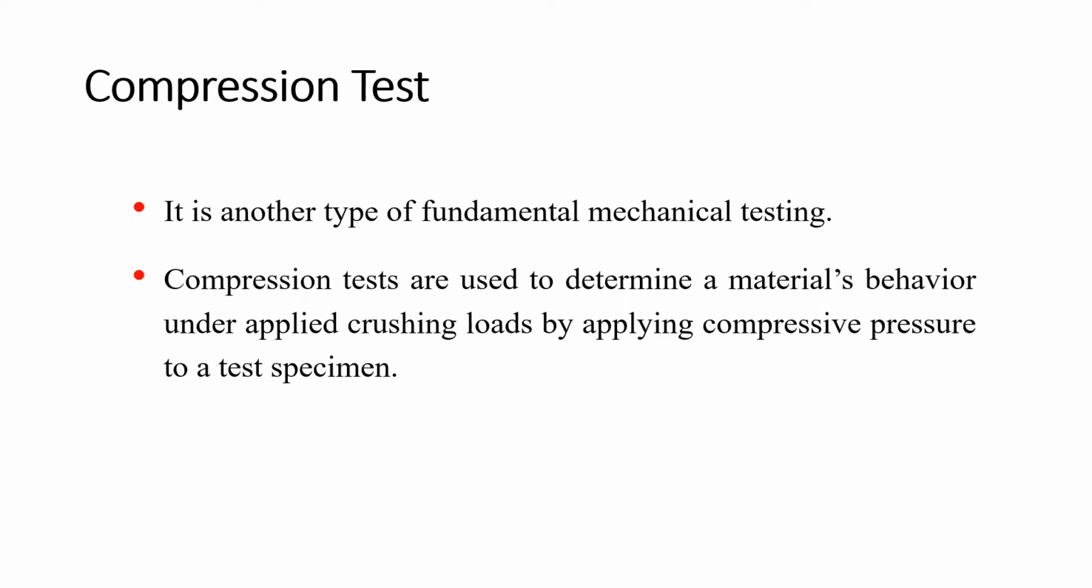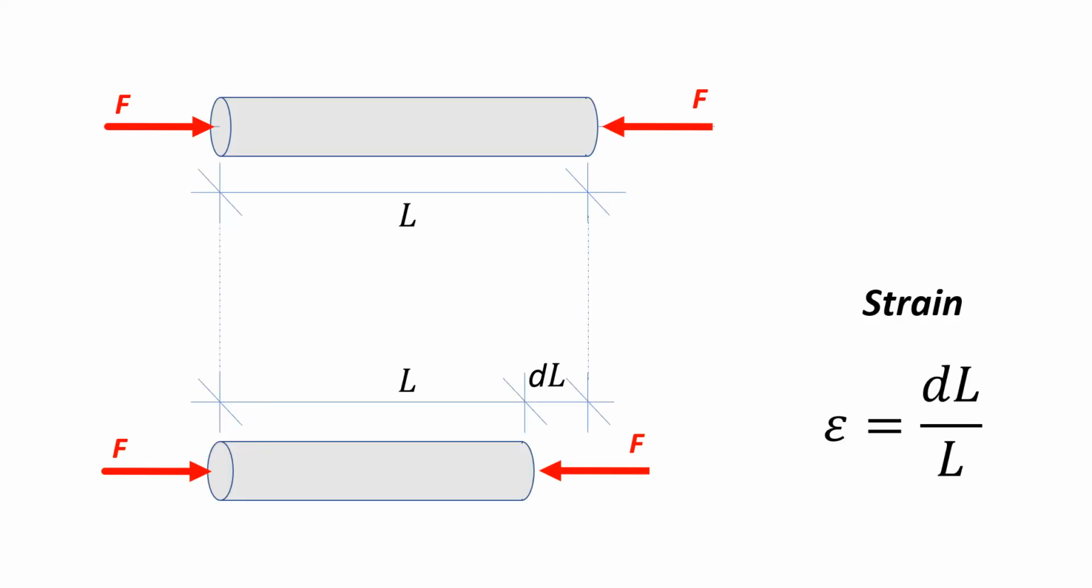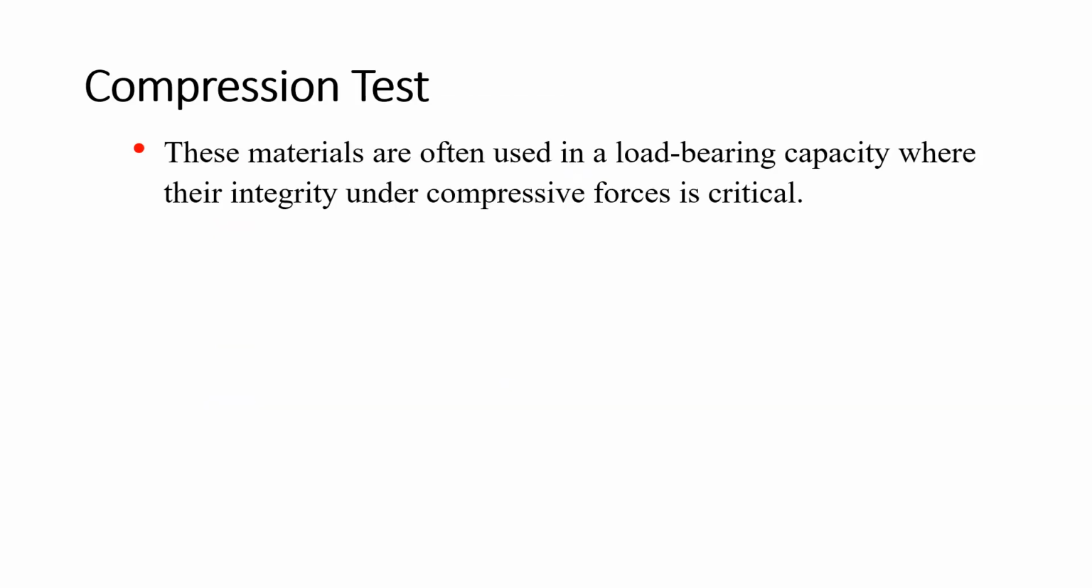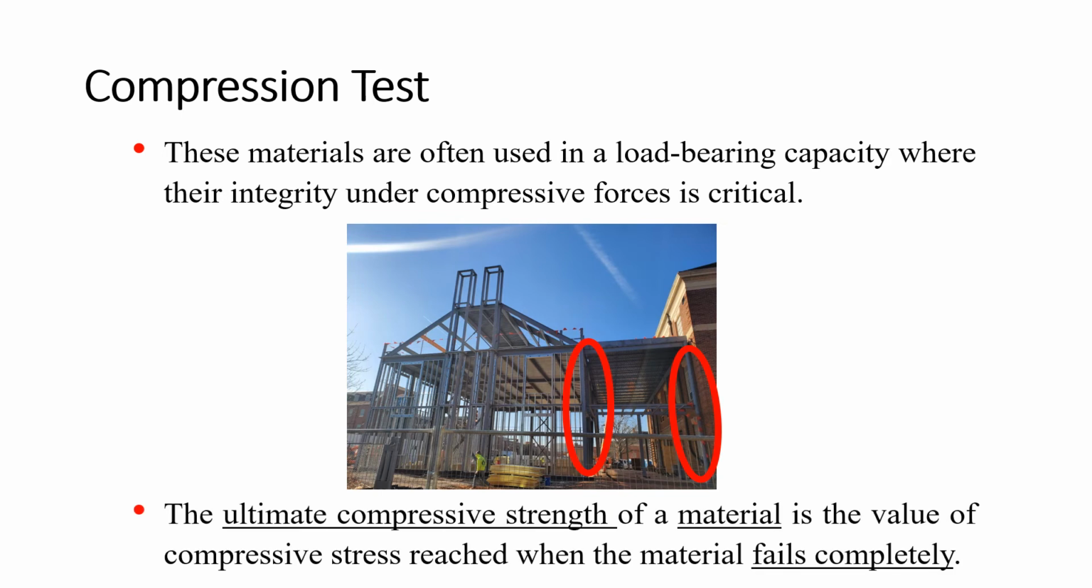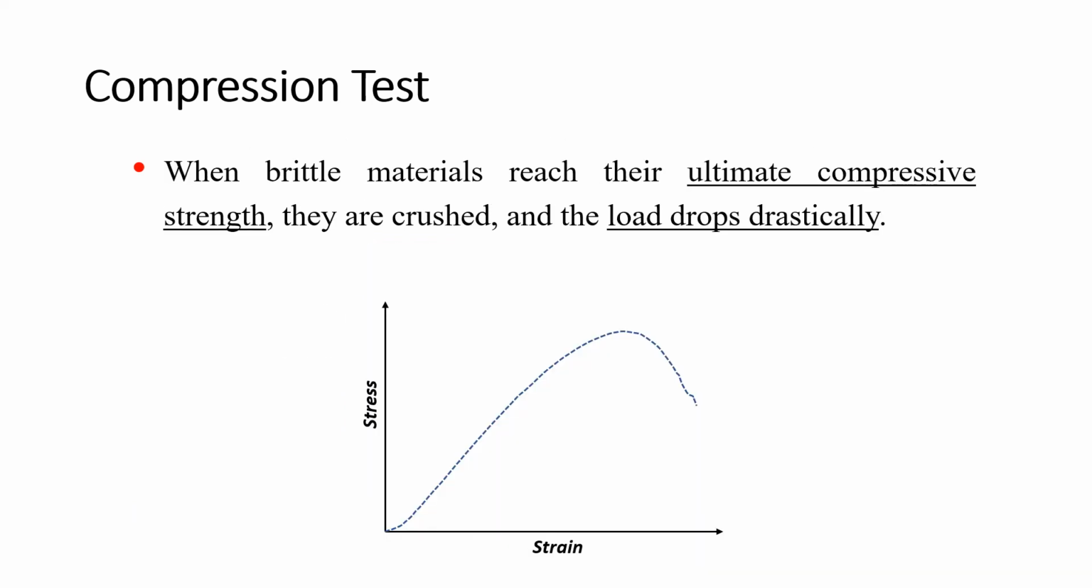Compression testing is often used on brittle materials such as concrete and ceramic. The forces we apply on the sample, as can be expected, will cause a shortening of the original length. These materials are often used in load-bearing capacity where the integrity under compressive forces is critical. The ultimate compressive strength of a material is the value of compressive stress reached when the material fails completely. When brittle materials reach their ultimate compressive strength, they are crushed and the load drops drastically.